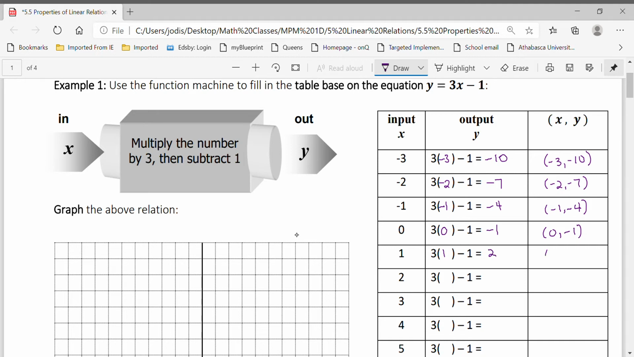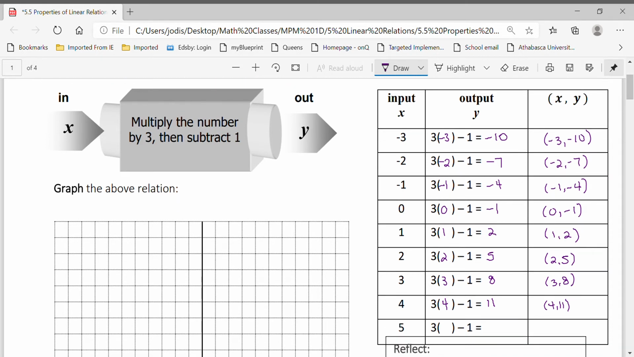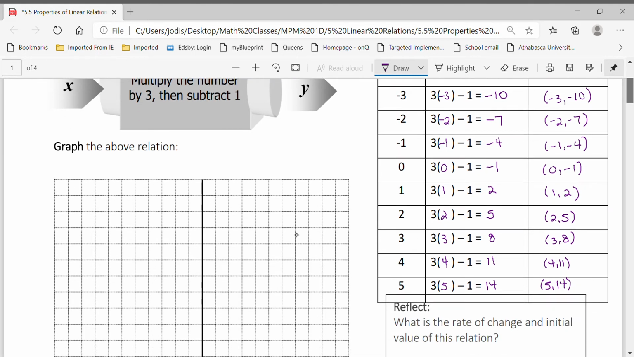1, 3 minus 1 is 2. So 1, 2. 6 minus 1 is 5. So 2, 5. 9 minus 1 is 8. 4 here, 3 times 4 is 12, minus 1 is 11. And then the last one, 3 times 5, 15, minus 1 is 14. So 5, 14. Okay, so we have our table of values here. Next, we want to graph this.